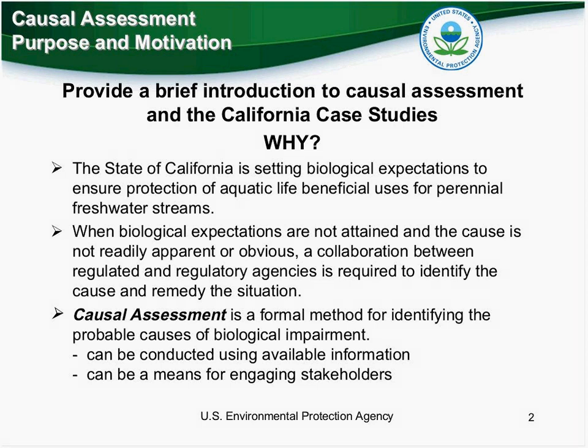But when biological expectations are not attained or met, and the cause is not readily apparent or obvious, we need to determine what the cause was and do it in a way that's collaborative between the regulated and regulatory agencies to identify the appropriate cause, or what we think is the cause, and then remedy the situation. The method that we're talking about is broadly defined as causal assessment, and it is a formal method designed to identify the probable cause of the impairment.